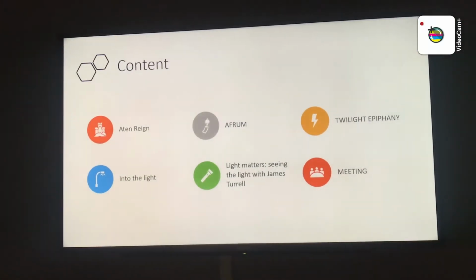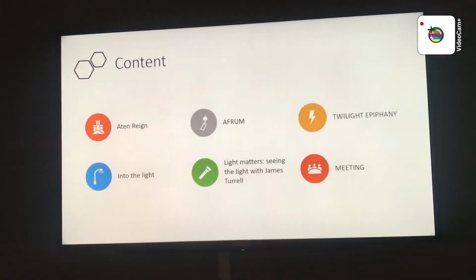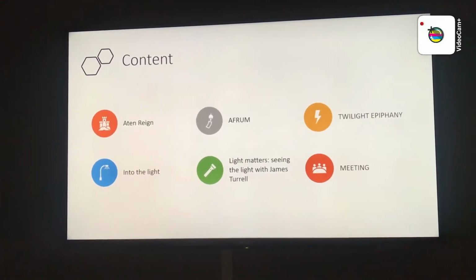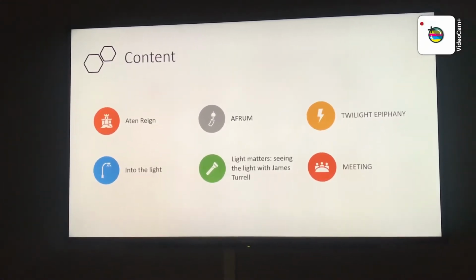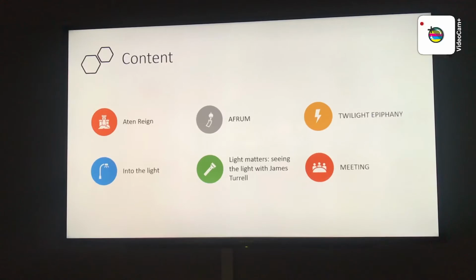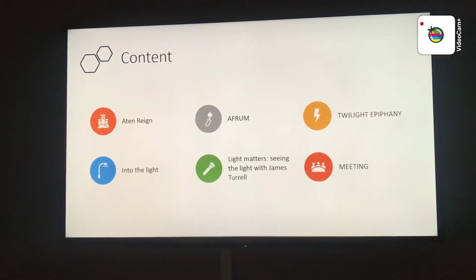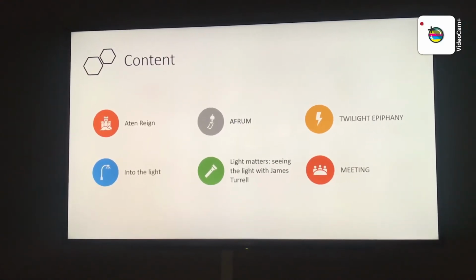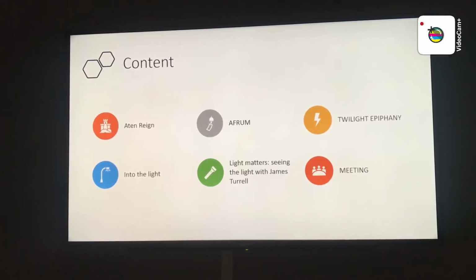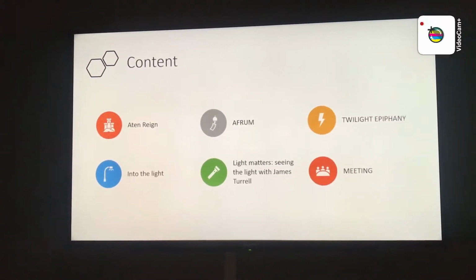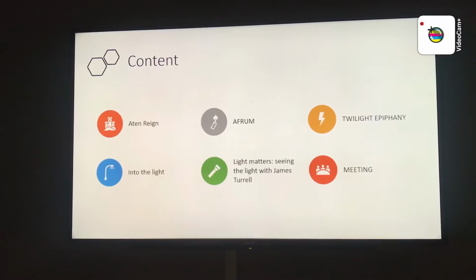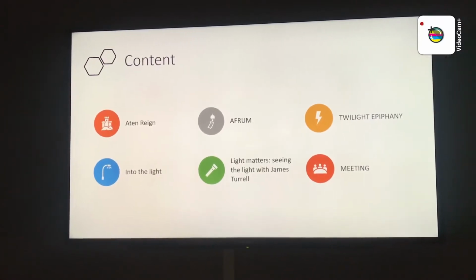The content that we are going to present in our presentation is, first, we are going to talk about the Etendrine of 2013 of James Turrell, one of his works, and the next is Ephraim, and further the Twilight Epiphany, Into the Light, Light Matter, Seeing the Light with James Turrell, and the last one is Meeting.